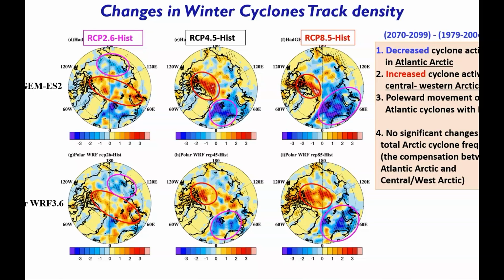Then let's look at the changes in cyclone frequency between the historical period and the 3 RCPs from the results of the HadGEM Center Earth System Model and Polar WRF. We can see there is a decrease in cyclones over the Atlantic Arctic and an increase over the West Central Arctic in the 3 climate scenarios. In addition, such patterns show a more westward displacement with increasing RCPs. As a result of the compensation, there are no significant changes in the total number of Arctic cyclones.